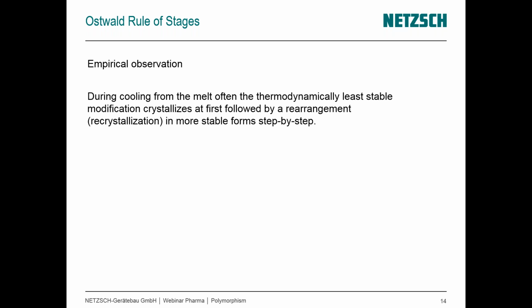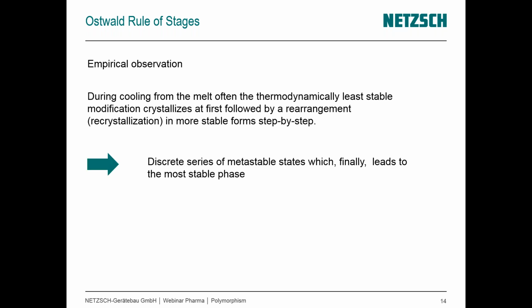So let's take this empirical observation. We take a material and cool it from the melt, and what we end up finding is that the thermodynamically least stable modification crystallizes first, and then you get this rearrangement, this recrystallization, and you get a step-by-step formation of more stable forms. So these are discrete steps.